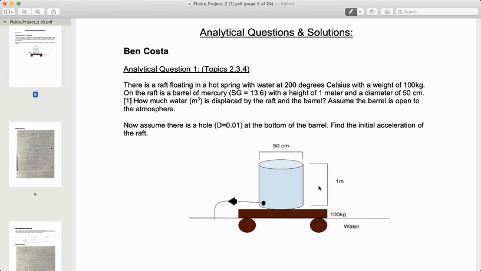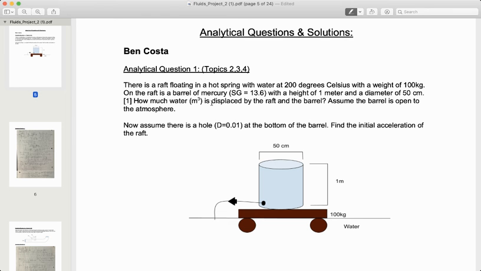So question 1 goes over topics 2, 3, and 4, and it states that there is a raft floating in a hot spring with water at 200 degrees Celsius and a weight of 100 kilograms. On the raft, there's a barrel of mercury with a specific gravity of 13.6. The barrel has a height of 1 meter and a diameter of 50 centimeters.